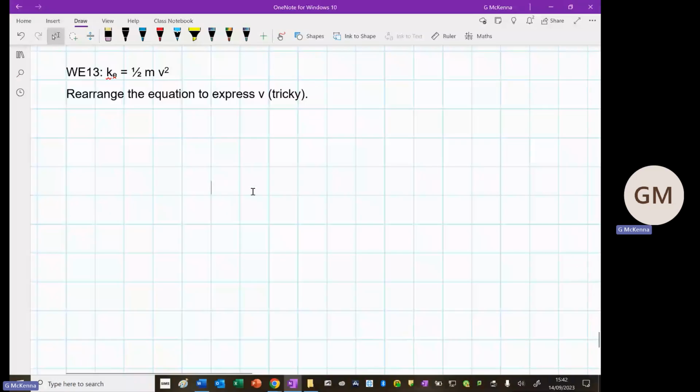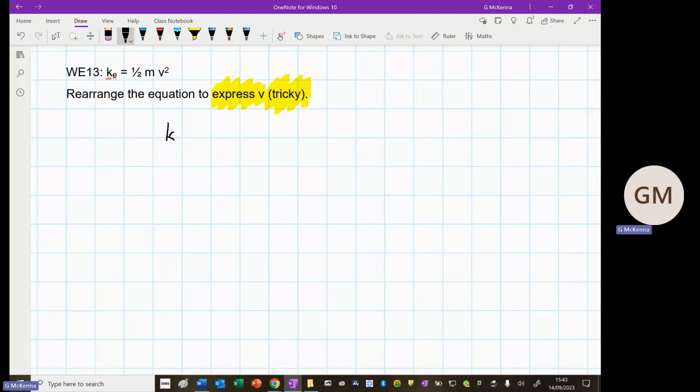Okay, in worked example 13, and look, this is the trickiest, I'd imagine, bit of rearranging you'll have to do in your entire GCSE. It's important to practice this quite a bit, develop your expertise. And again, this is one where the formula triangles are absolutely useless to you. We're asked here again to express v, so let's go through this step by step again.